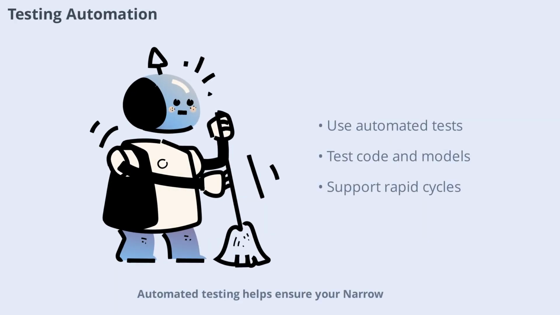Automated testing helps ensure your Narrow AI system remains reliable as it evolves. Implement unit tests, integration tests, and end-to-end tests for your code and models. Continuous testing catches issues early and supports rapid development cycles.